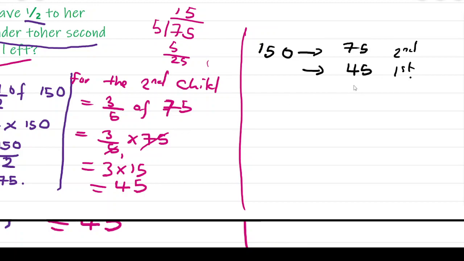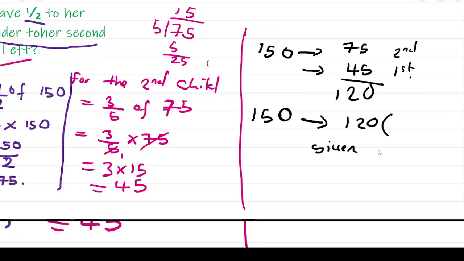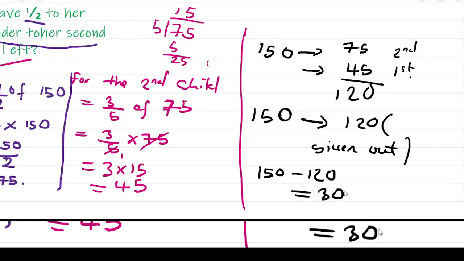Well, that means she has given out, let's add the amount she gave out. This is 75, this is 45, this is 120. So she had 150 apples, but then she gave out 120 to others. So she has a remainder of 150 minus 120, which is 30 apples. So 30 apples is what she will have left with her.